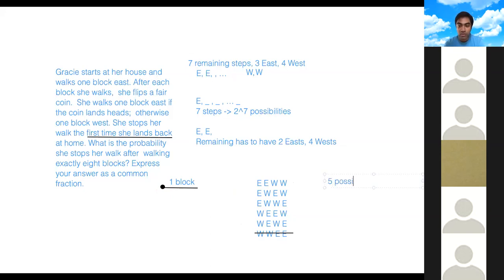So there are 5 possibilities for the steps she could have made. And we know that the total is basically 2 choices for each step for the 7 steps that she makes after that. So there's 2 to the 7 total possibilities. So 5 over 2 to the 7 is 5 over 128. So we count the total number of ways that she could actually reach back after 8 blocks without having reached home before that, and you divide it by the total number of steps she could have made. And that's 5 over 128. Does this make sense?